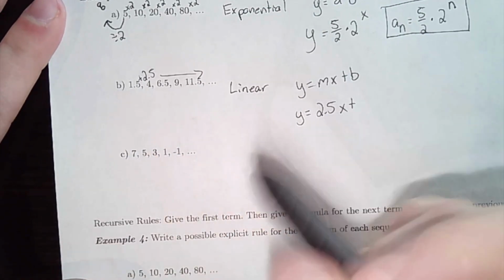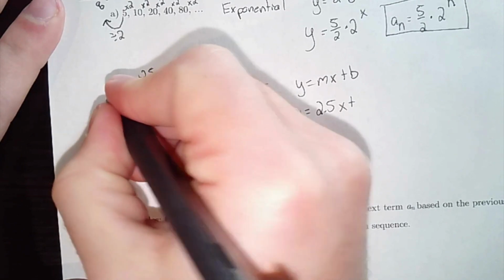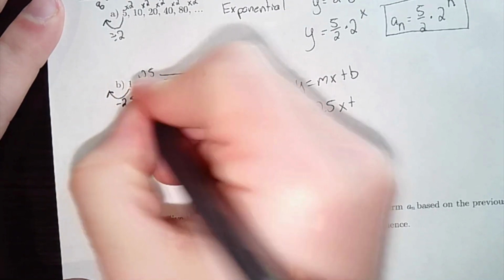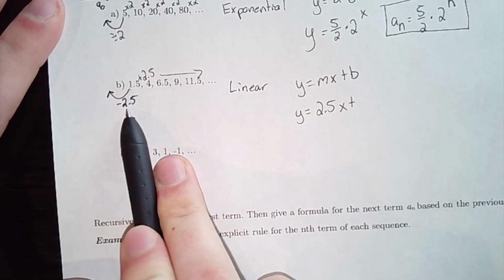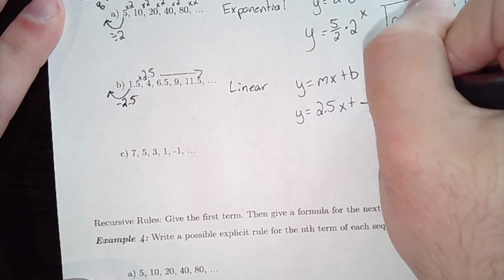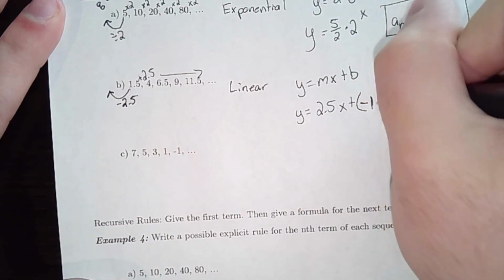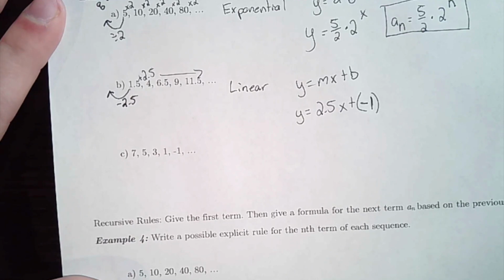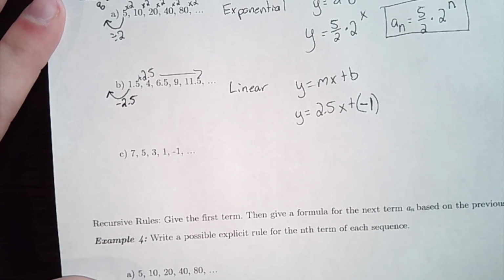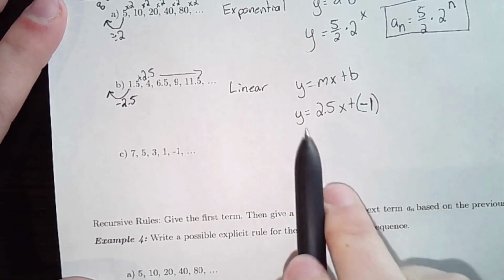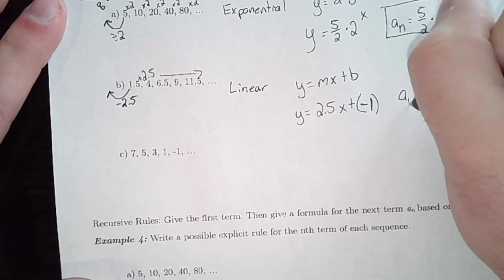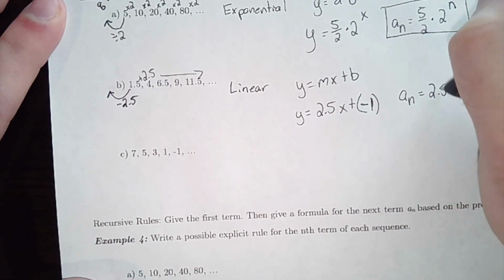So I need to go back one more. To go back one more, I'm going to subtract 2.5. Well, 1.5 minus 2.5 leaves me with a negative 1. So I'm going to add a negative 1 in there for b, and I can switch that just to a minus 1 here in a second. Okay? And it's easy to do that when I switch notations. Again, I'm going to switch the y to an a sub n, which is a sub n equals 2.5 times n minus 1.